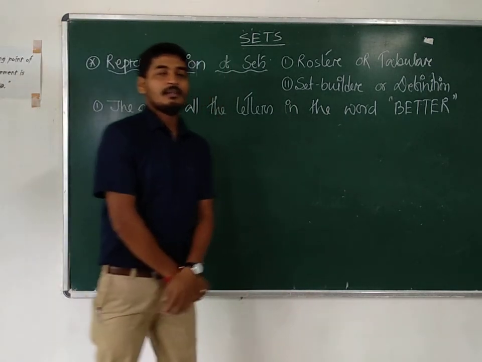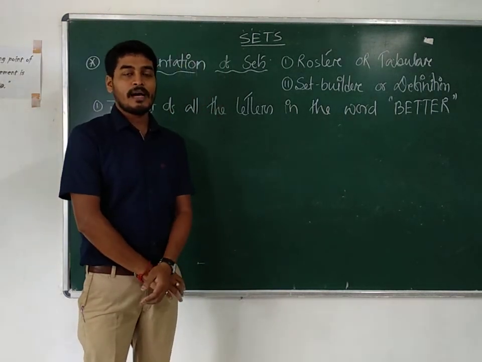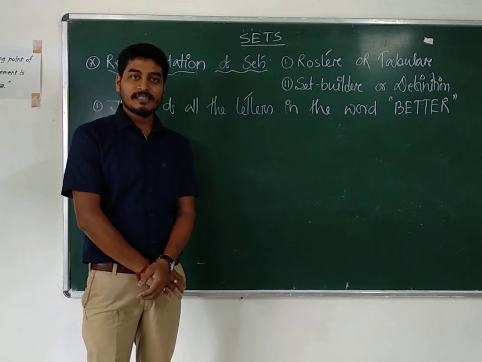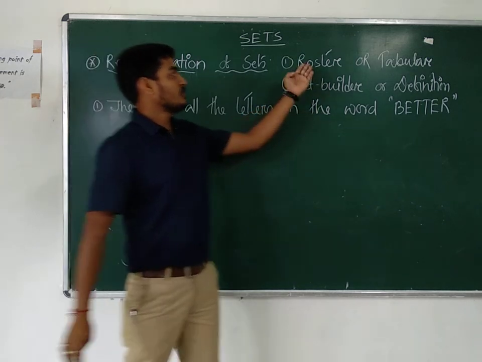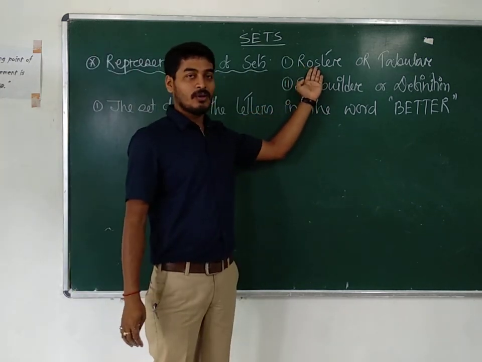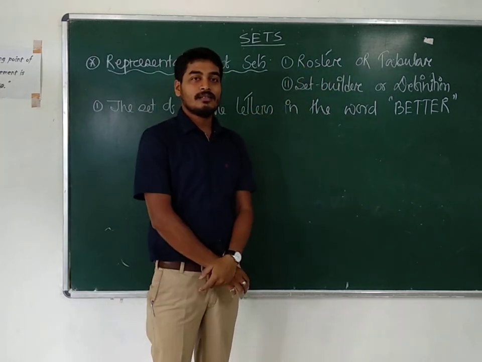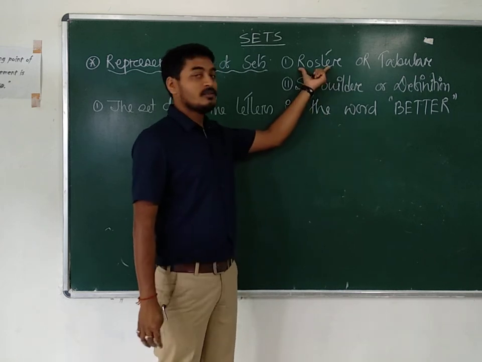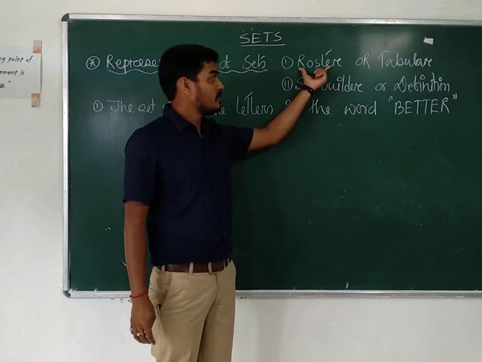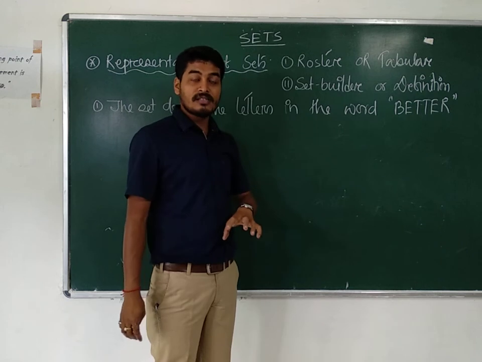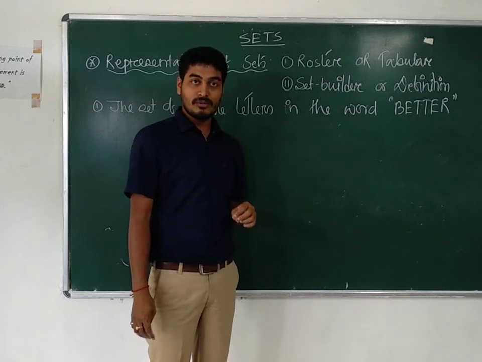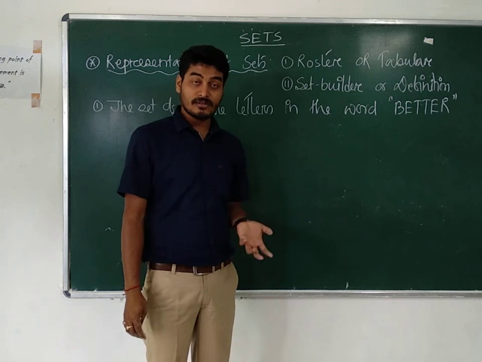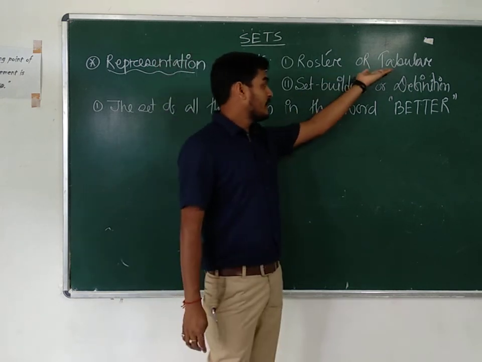Hello everyone, in this video I will try to explain how you can represent a set. A set is generally represented in two different ways. One is known as roster form, also known as tabular form. In roster form, we have to mention the elements of the collection. The collection of elements can be mentioned depending upon the given condition or criteria, or you can tabulate the elements.